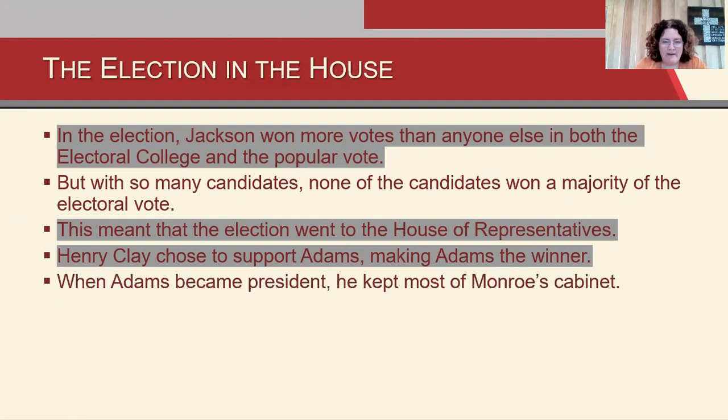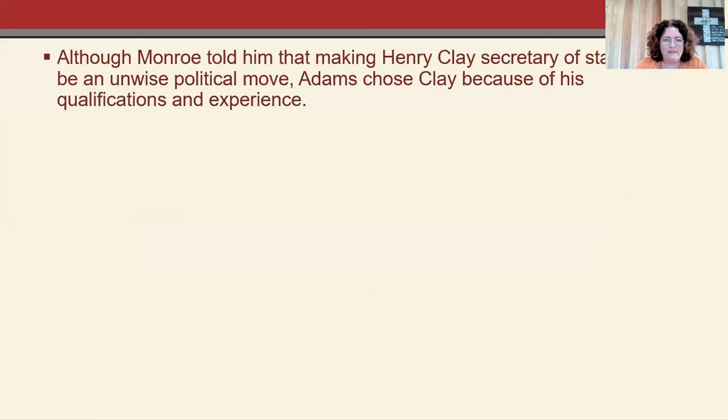When Adams became president, he kept most of Monroe's cabinet. He replaced only 3 men, and he had to get someone to replace himself as Secretary of State. Although Monroe told him that making Henry Clay Secretary of State might be an unwise political move, Adams chose Clay because of his qualifications and experience. That decision proved to be a problem for Adams.